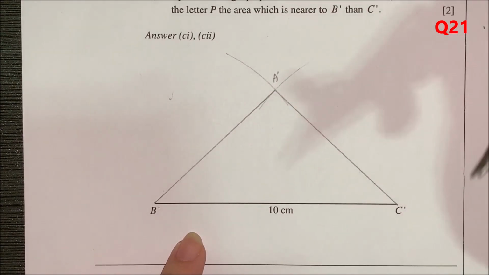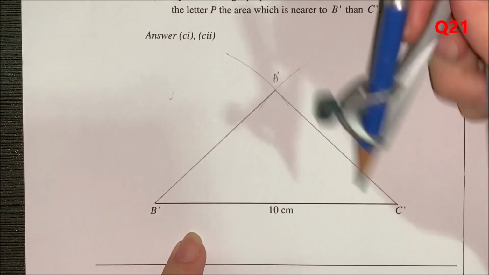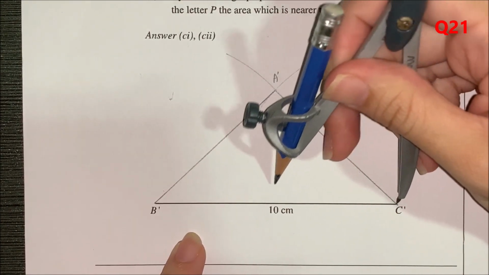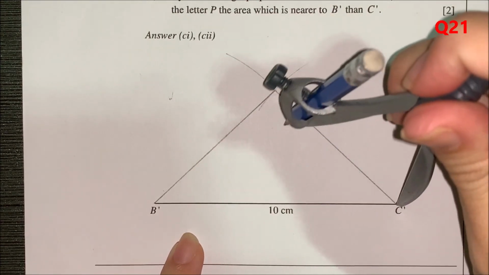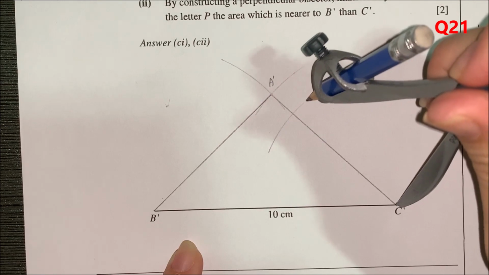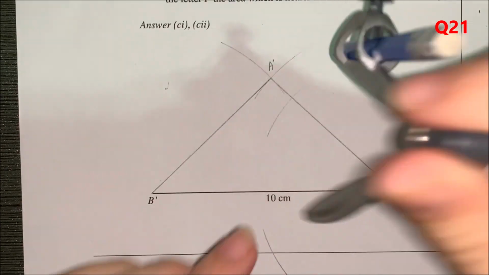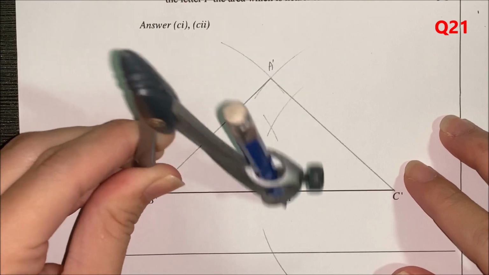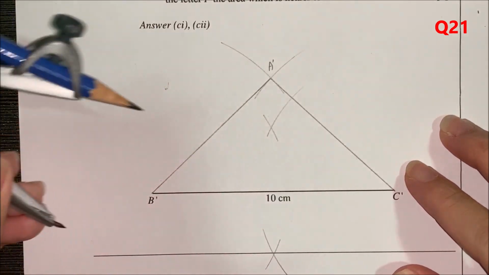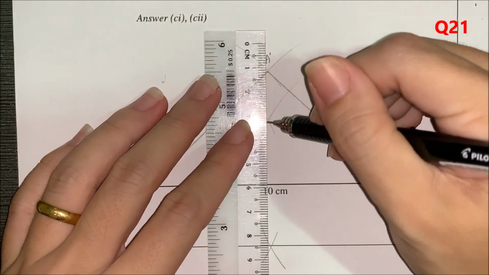So for the perpendicular bisector, you choose a distance that is slightly more than half. Slightly more than half. And then I'm going to draw an arc at the top of this line, as well as an arc at the bottom of this line, the line B prime C prime. And then the same thing, we're going to move to the other side. Draw an arc at the top, and then draw another arc at the bottom. After that, just connect.